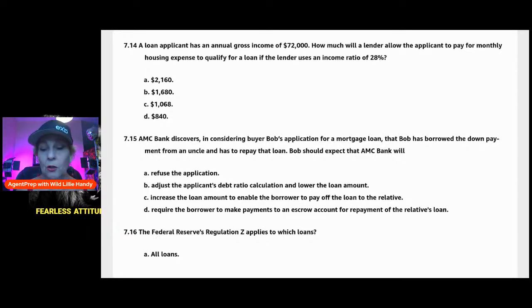Because remember, they look at all the debt that a borrower has, and they can change the debt to income ratio. That's different from loan to value. I'm talking now debt to income. I'm stuck between B and D.